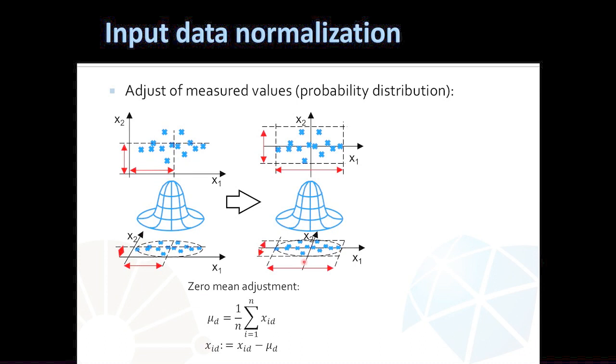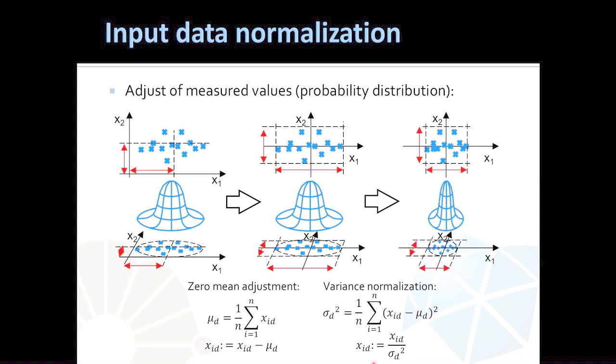Because of that, the second step corresponds to the variance normalization. Sigma squared equals 1 over n, sum from i equal to 1 to n, of x minus mu d, that we forced to 0, squared. So x_i d will receive x_i d divided by sigma squared. We can see the expected distribution after this transformation, with the data well distributed in all axes. Of course, we must apply this normalization to all sets, training, validation, and test.